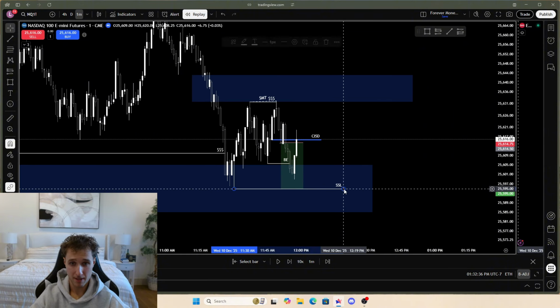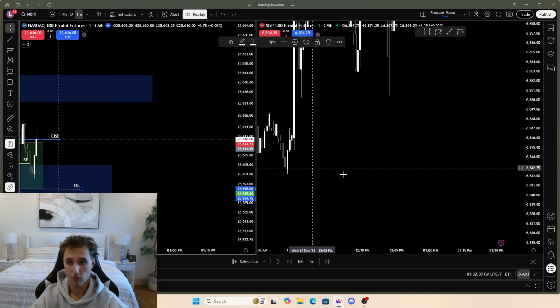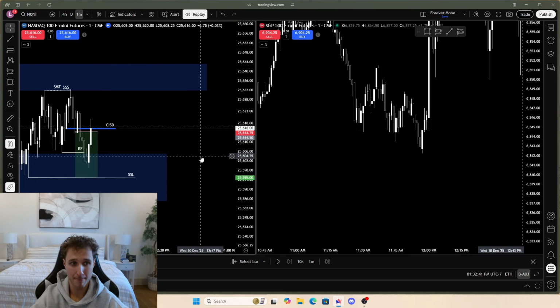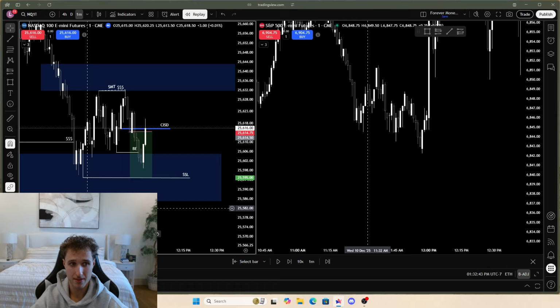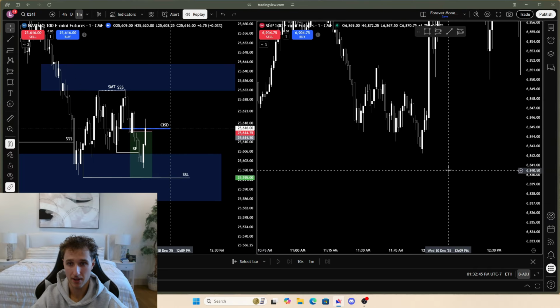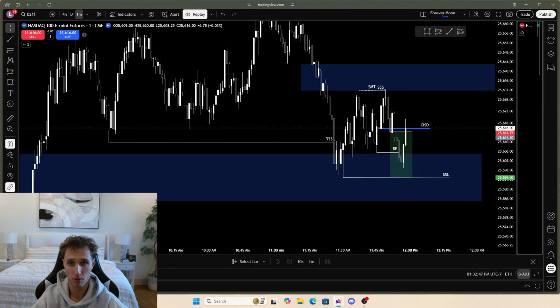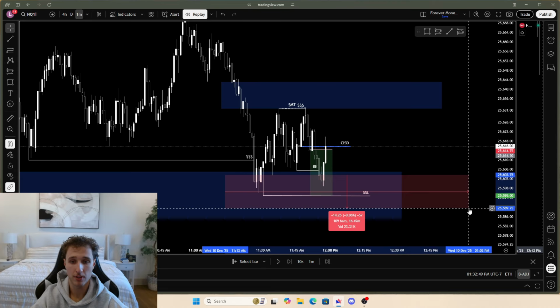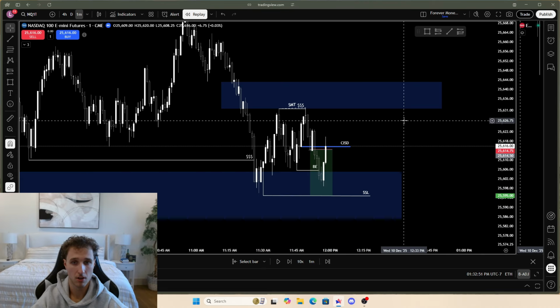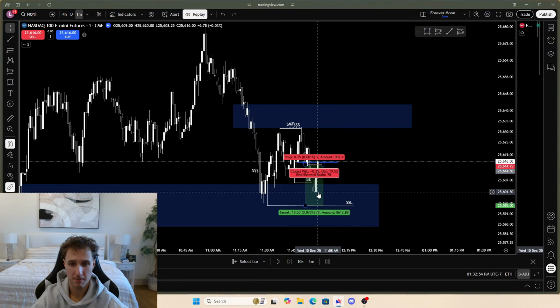So when this ends up happening, if we take a look back over at ES, we end up putting in a bullish SMT. So if we take a look, this low gets taken on ES, right? So we end up putting in a bullish SMT. So I no longer expect for us to take this low, right? And at this point in time, I think it's 11:58.